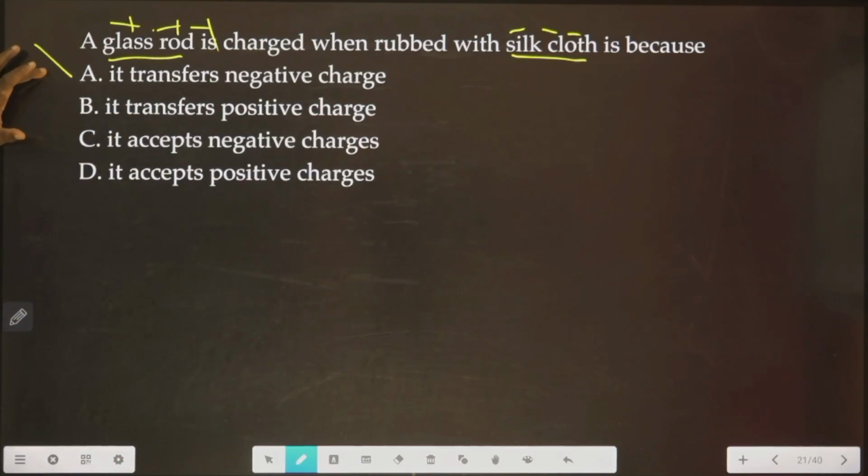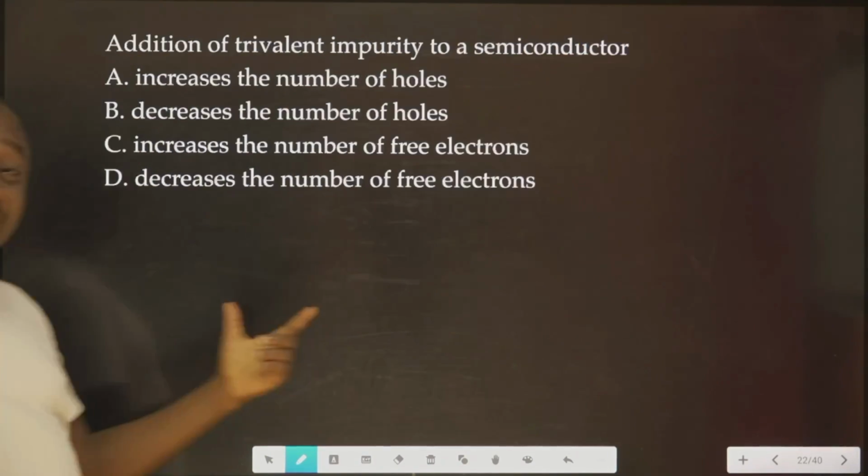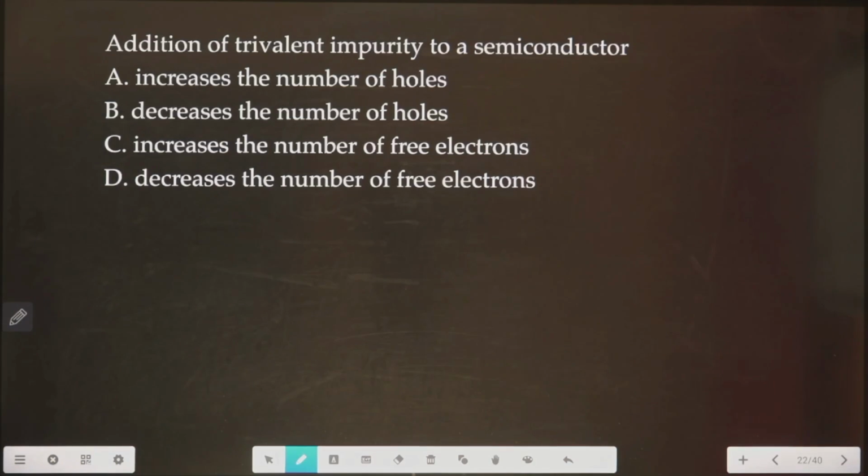So A is the answer without wasting time. Okay? Let's look at this. It says, addition of prevalent impurity to semiconductor A increases the number of holes. Now that we know where the answer is going to, let's analyze.